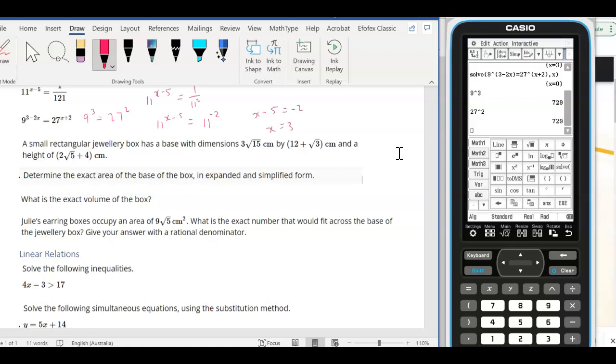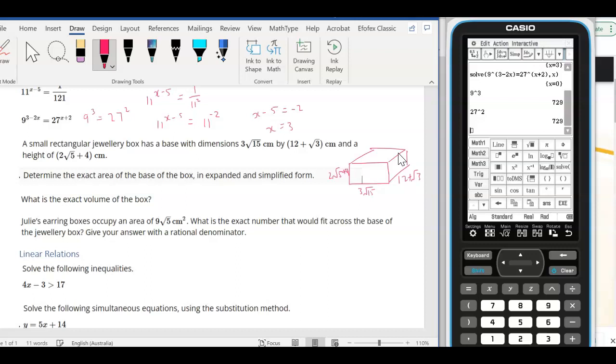All right. A small rectangular jewelry box has a base with dimensions 3√15 by 12 + √3 and a height of 2√5 + 4. Bit of a mouthful. Now, if you like drawing like I do, let's just do a quick sketch. There's your jewelry box. It's not art class, so we don't need to make it any fancier. It doesn't really matter what you call each side because it's rectangular. Actually, there's our base, and we've got the height over here. What is it? 2√5 + 4.